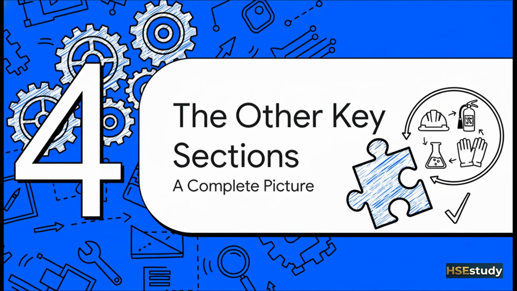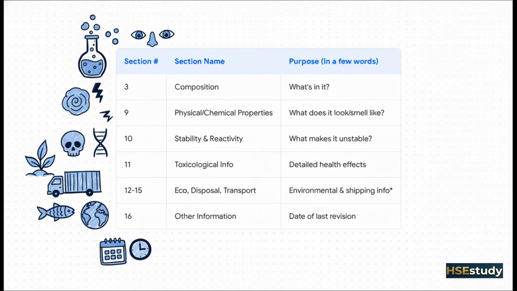Okay, we've covered the core sections for emergencies and for planning your work. Now let's just do a quick lightning round of the other sections that fill in the technical details and give you the complete picture. So, Section 3 tells you what ingredients are in the mix. Sections 9, 10, and 11 get into the technical stuff, like what it looks and smells like, what makes it unstable, and all the detailed health effects.